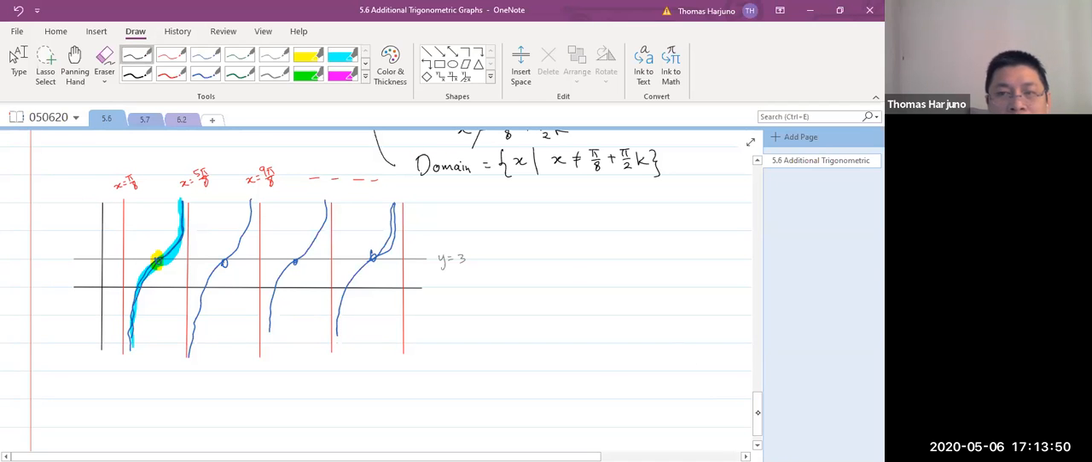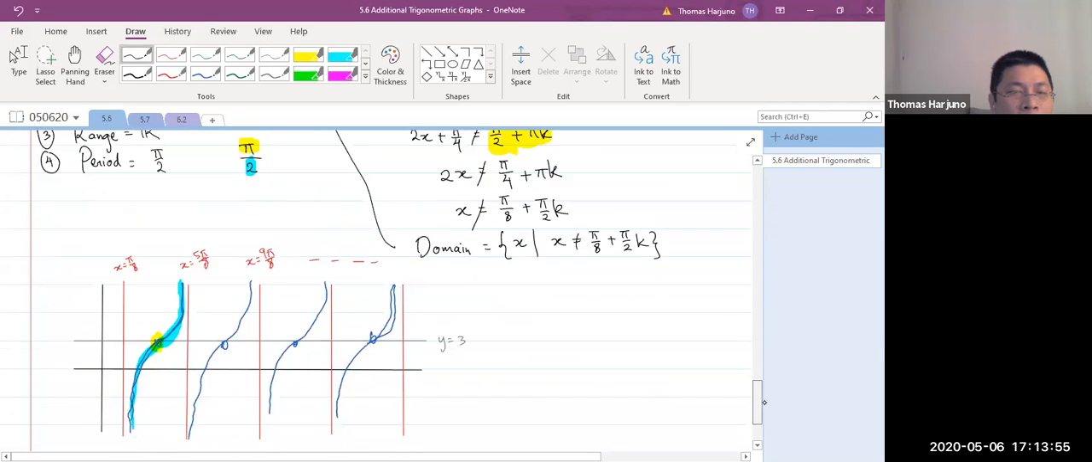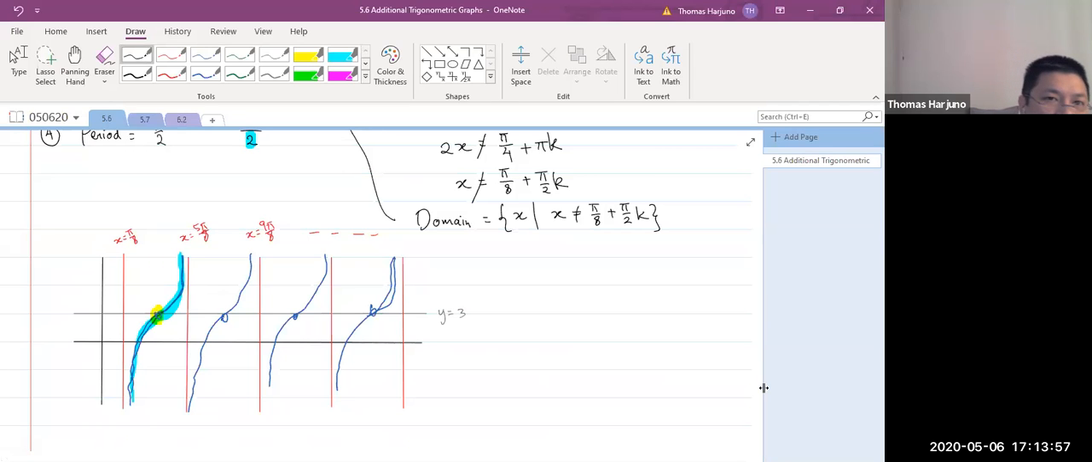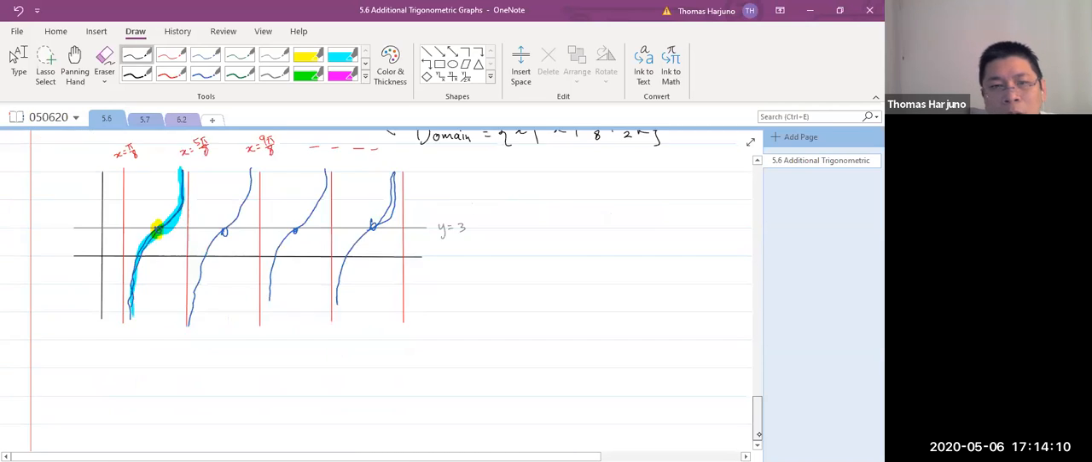In this case, 3 plus 1/4 of tangent. So what is the effect of that 1/4 times? 1/4 will shrink the graph vertically by a factor of 1/4. That's all. The shape will still be quite similar. Okay, now that's for tangent.